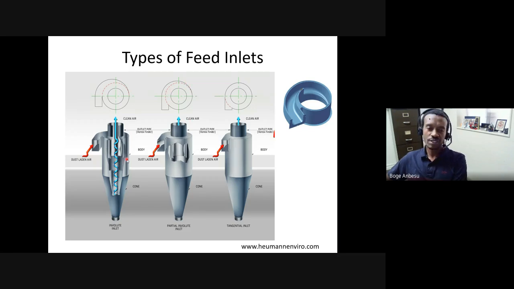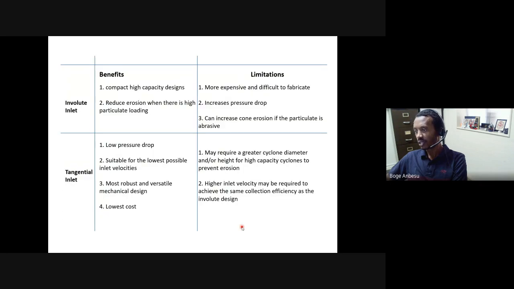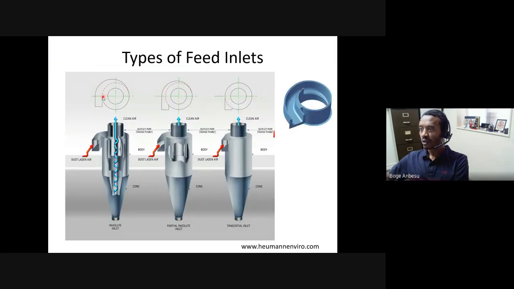So which one you choose will depend on your requirements and what you're trying to achieve, but the tangential motion is by far the most dominant. There are some benefits and limitations of each of those designs. For example, the involute design usually works well, and it's compact because you have a very wide opening area where the feed can enter the cyclone.